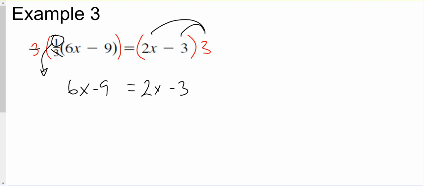And now what side do we want to put our variable on? Well, if I move this 2 to the other side, by subtracting it, 6x minus 2x will give me a positive 4x. So I can kind of do that in my head before I go. So I'm going to subtract 2x from both sides. So my x's are going to end up on my left side, I'll get 4x here.